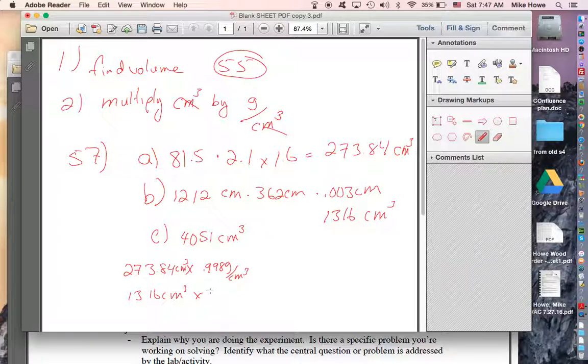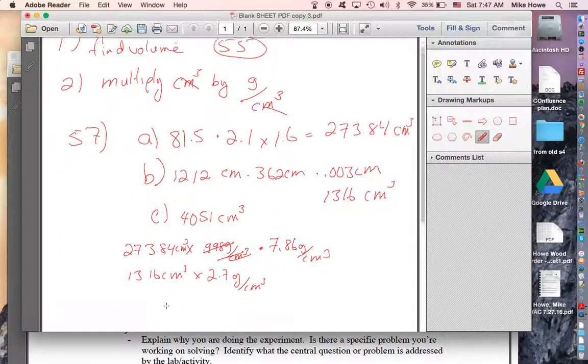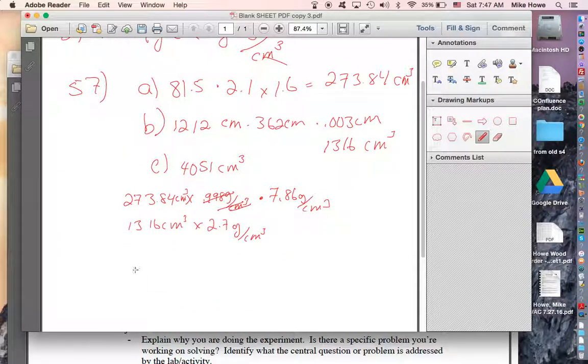I just made a mistake. Did you catch me? It's early in the morning here. This should not be 0.998. This should be the iron's density, which is 7.86 grams per cubic centimeter. All right, and then the third one is for the water, and the water was 4,051 cubic centimeters. That's what gets multiplied by the 0.998 grams per cubic centimeter.